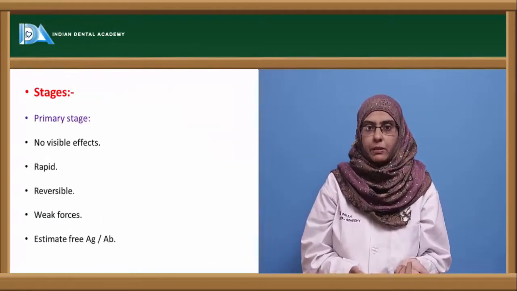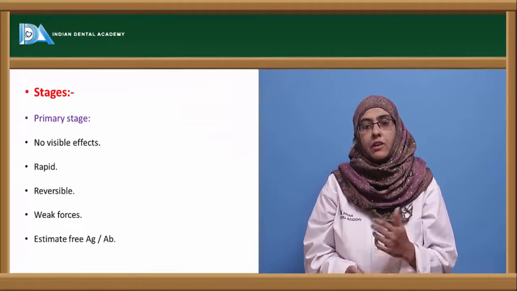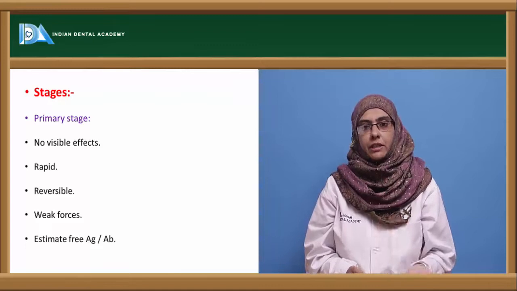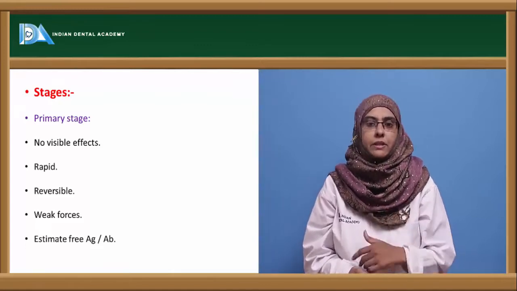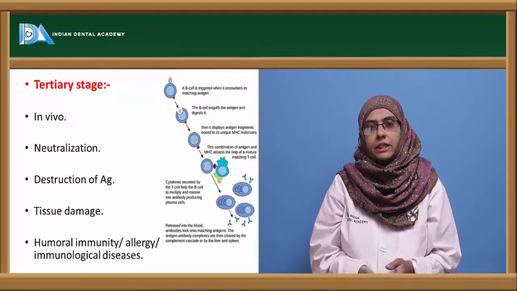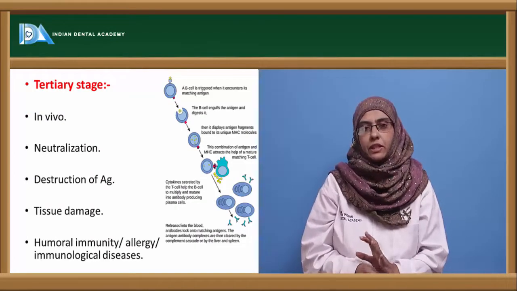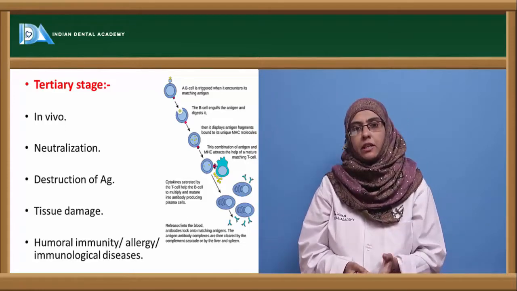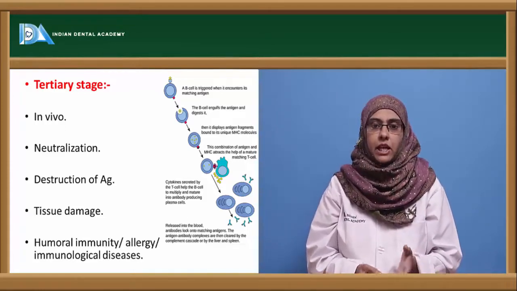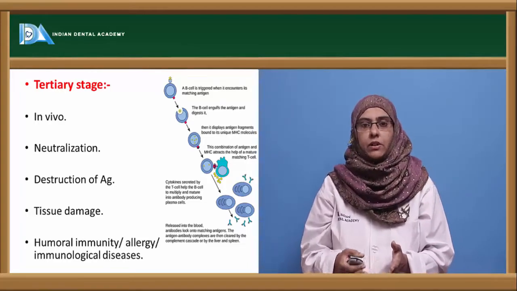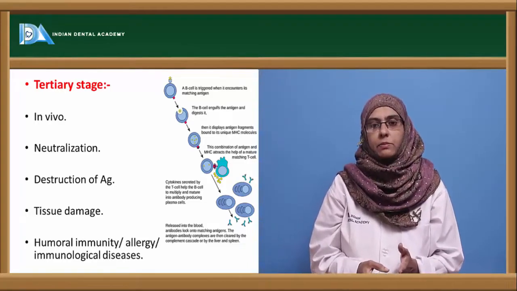Primary can also be demonstrated where we can estimate the free antigen or the antibody when we are conjugating with certain markers such as radioactively labeled substances, enzymes, fluorescent dyes, etc. But the tertiary stage only takes place in vivo, that is inside the host, where the organism can be eliminated via the neutralization process related to virus infection or infections caused by toxins.